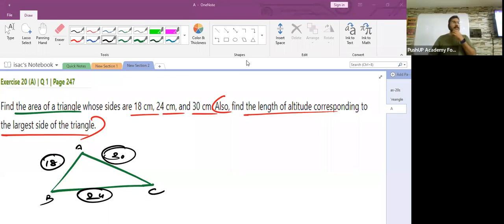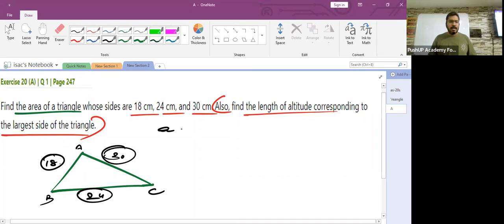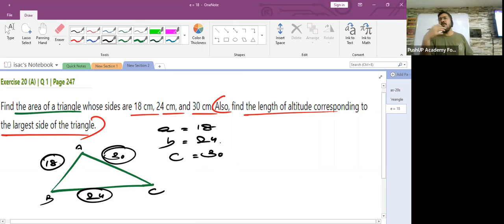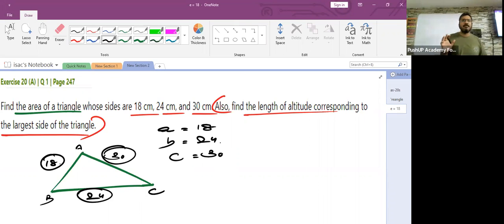Now, they are asking us to find the area. Children, shall I do one thing? I will take the value of small a as 18, small b as 24, and small c as 30. We needed to denote a, b, and c, isn't it? So a is 18, b is 24, c is 30. You can randomly take the values of a, b, c, children. There is no compulsion that you have to take a equal to 18. You could have taken a equal to 24 also. That is your wish.